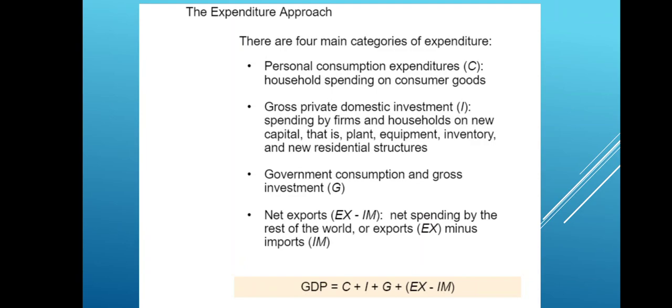Let's go deep into the expenditure approach. There are four main categories of expenditure: personal consumption expenditures, household spending on consumer goods; gross private domestic investment, spending by firms and households on new capital, that is plant, equipment, inventory, and new residential structures; government consumption and gross investment; net exports, net spending by the rest of the world, or exports minus imports. So GDP is C plus I plus G plus EX minus IM.